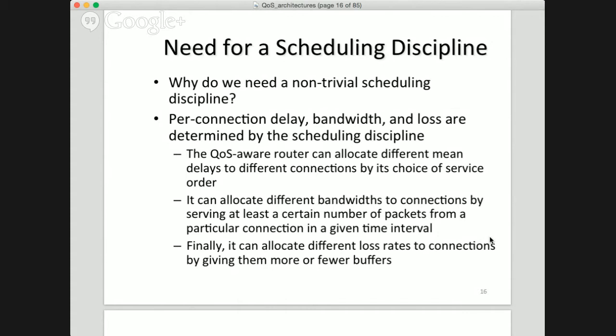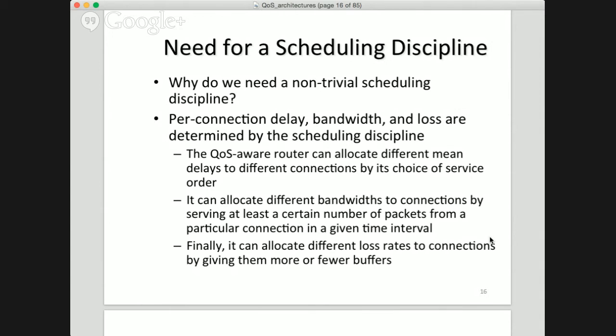If I give higher priority to packets from one connection, I serve them first, they will have a lower delay. That's quite trivial to understand. Another thing which is quite apparent is that it can easily allocate different bandwidths to different connections by, let's say, serving at least a given number of packets from a connection in a given time interval. So again, if I force the router to serve at least a given amount of packets from one of the connections, what I am actually doing is that I am guaranteeing a minimum bandwidth to that specific connection.